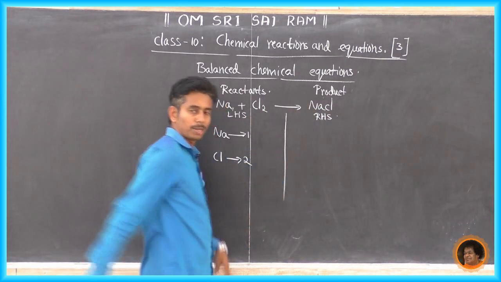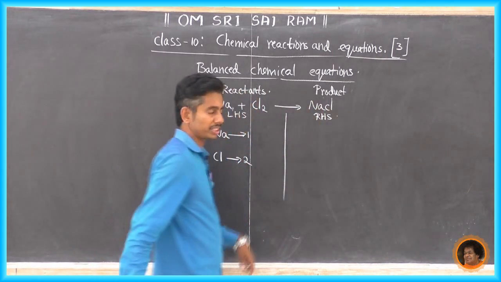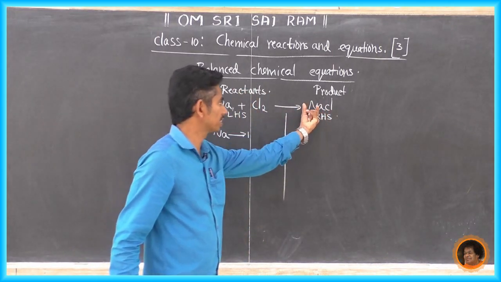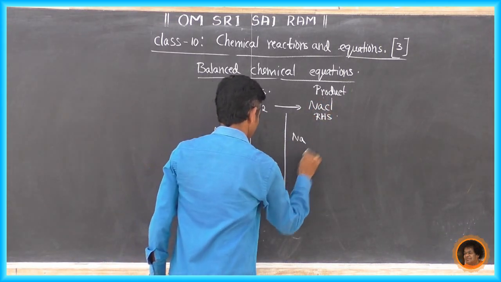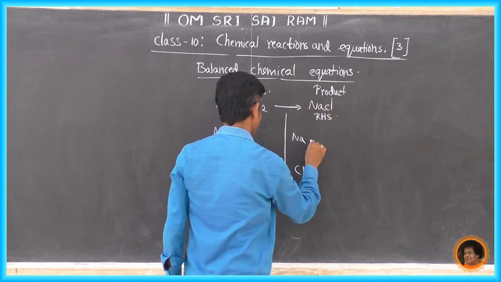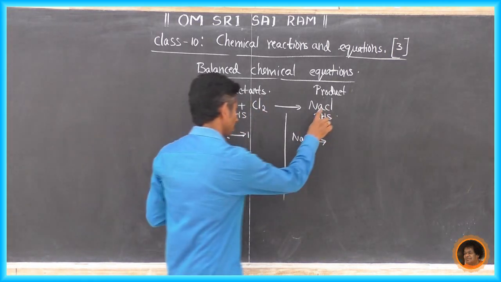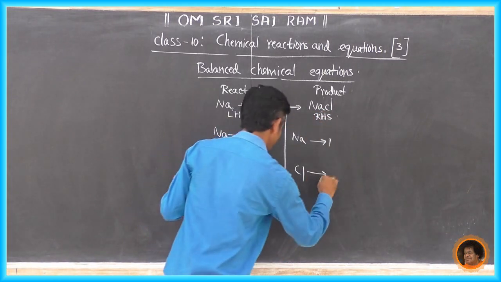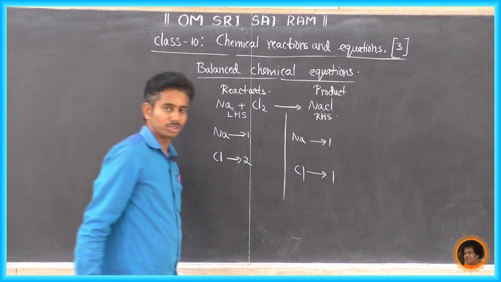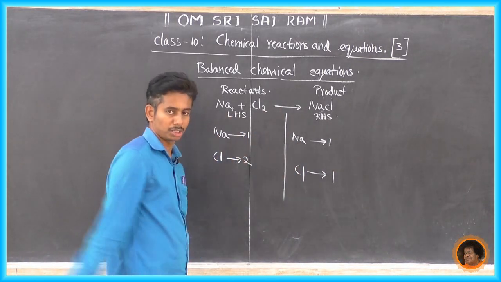Then go for the product part, the right-hand part. How many elements are present? NaCl means Na is the first element and Cl is the other element. How many sodium atoms are present? Na is 1. How many chlorine atoms? It is 1.